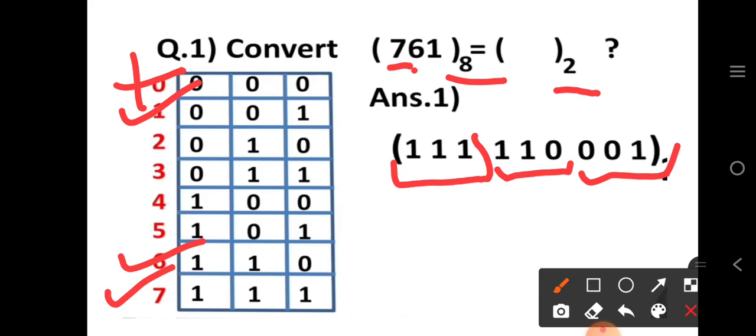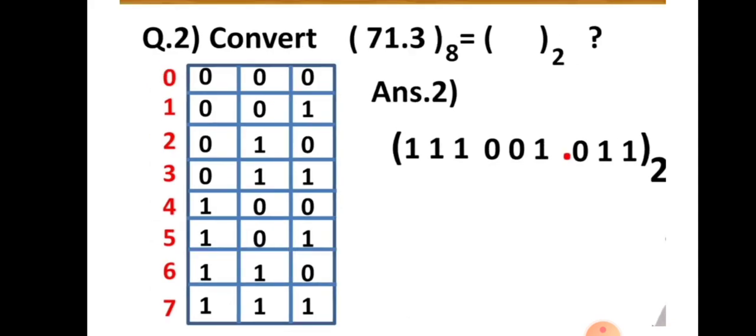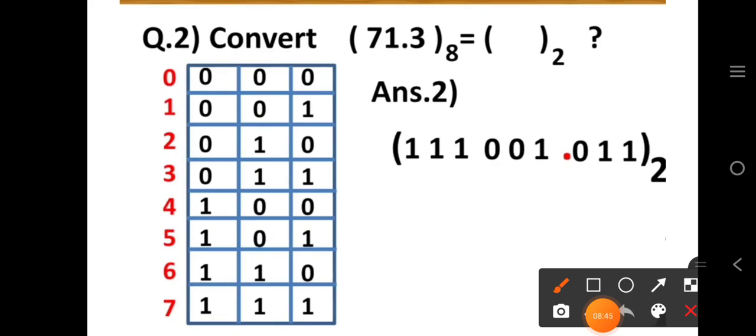So this is question number 1, a very basic question to convert octal to binary. Now in the next slide we will see again a conversion from octal to binary which includes a decimal point. Question number 2: convert the octal number 71.3 into a binary number. The same procedure is used here. We have to write down the codes of the digits one by one.